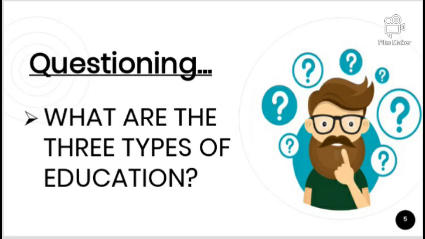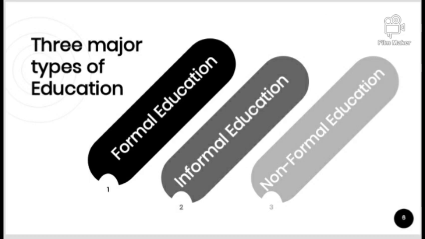So let's ask a question. What are the three types of education? Do you know the three types of education? Think of it. In this video, we are going to focus on the three types of education. So let's see what they are. We have three major types of education. Number one, formal education. Number two, informal education. And number three, non-formal education. So let's think of the definition of each one.